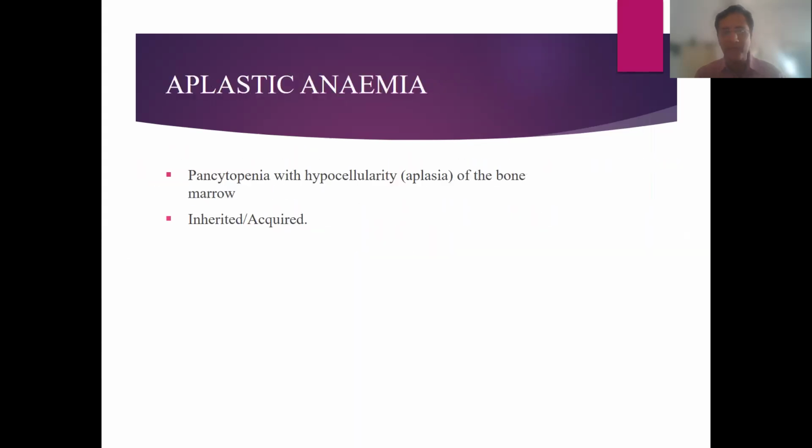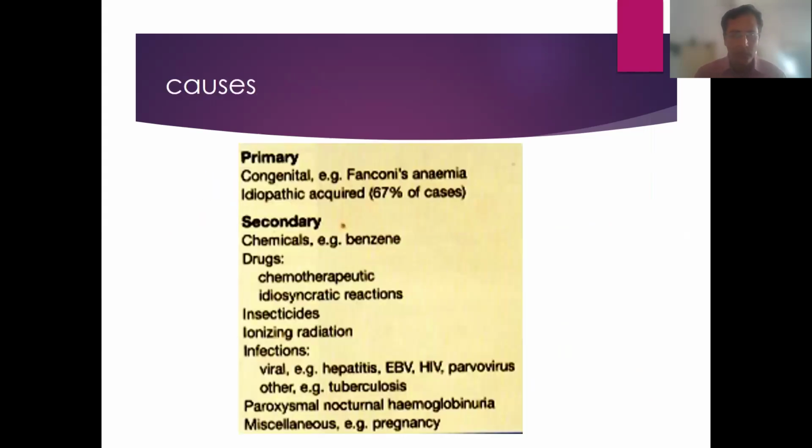Now, what is aplastic anemia? Pancytopenia with a hypocellularity of the bone marrow. It can be inherited or acquired. It can be caused by congenital factors, or it can be idiopathic. Secondly, it could be chemical or drug related, that is chemotherapeutic agents or insecticides, due to ionizing radiation, due to infections, viral or otherwise, or miscellaneous causes.